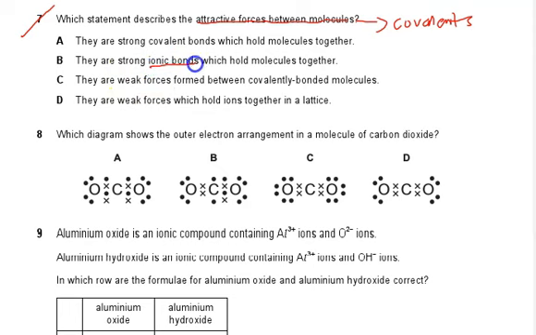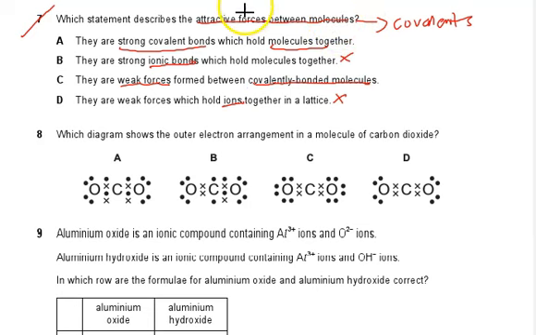Okay, look at ionic bonding. Ions, anything to do with ions over here is wrong. So we have to look at answer A or C. Here we have a strong covalent bond which holds molecules together. And C is a weak force formed between covalently bonded molecules.